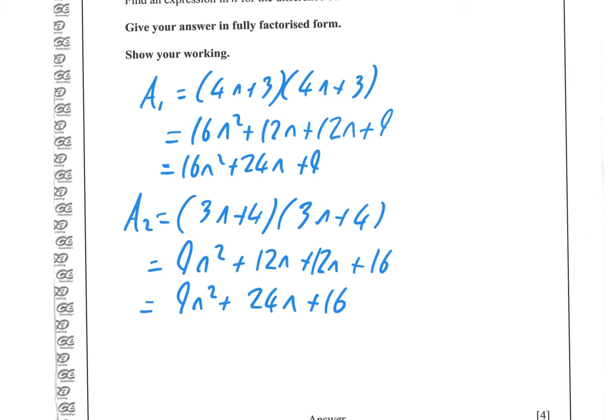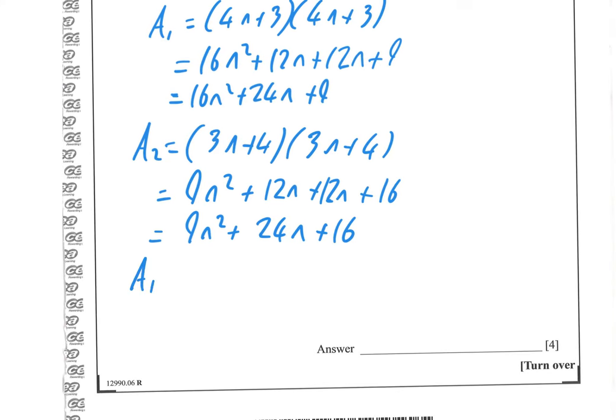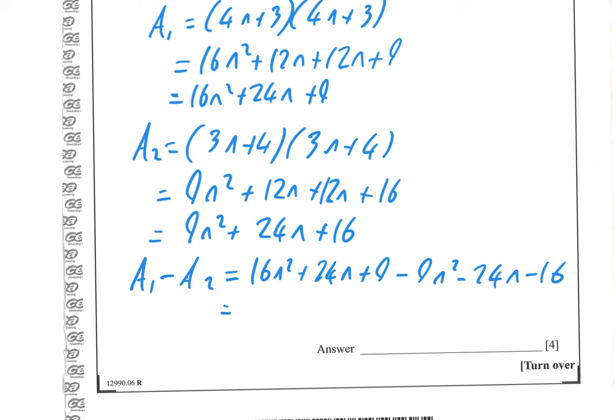So the difference between them, what we're looking for is a1 minus a2, which is going to be equal to 16n squared plus 24n plus 9 minus 9n squared minus 24n minus 16. And if you do that out, 16n squared minus 9n squared is going to be 7n squared. 24n minus 24n disappears, and 9 minus 16 is going to be minus 7.